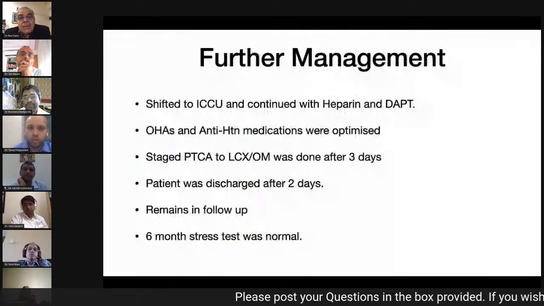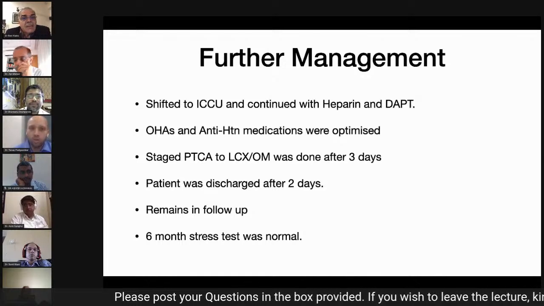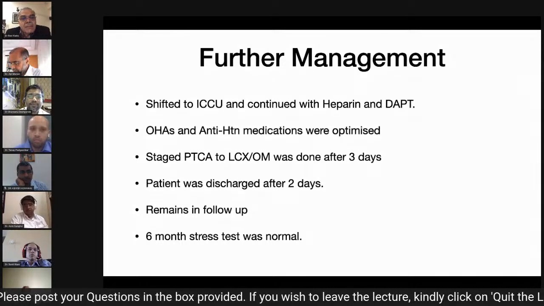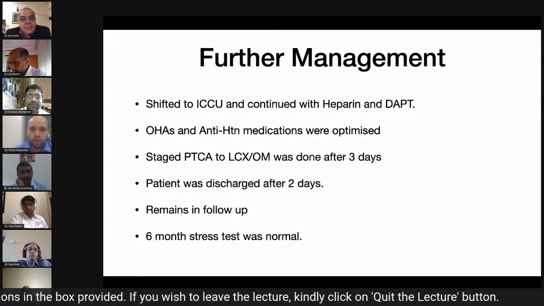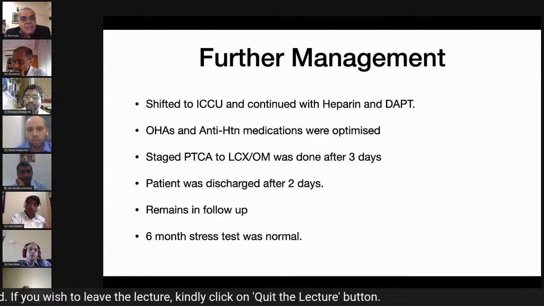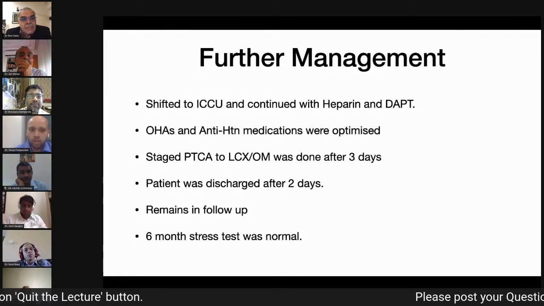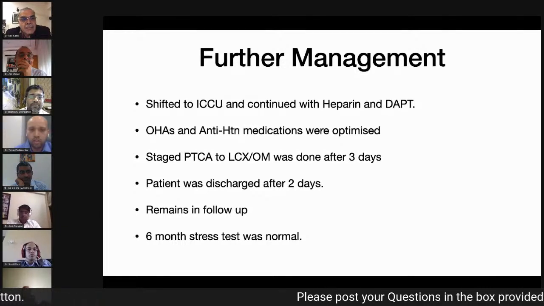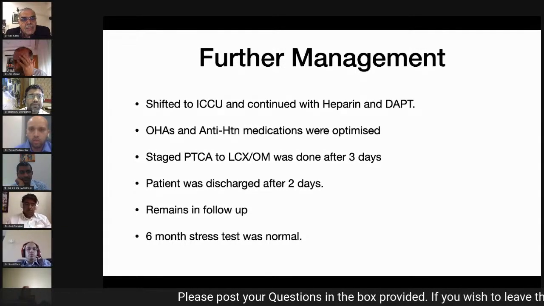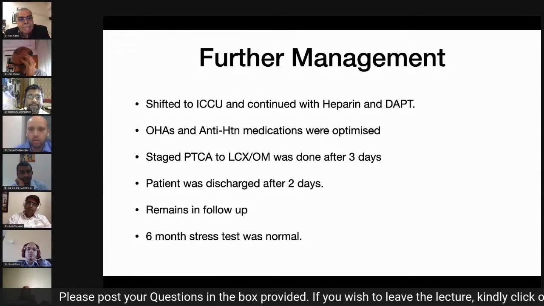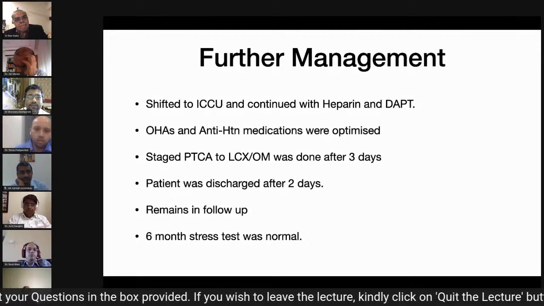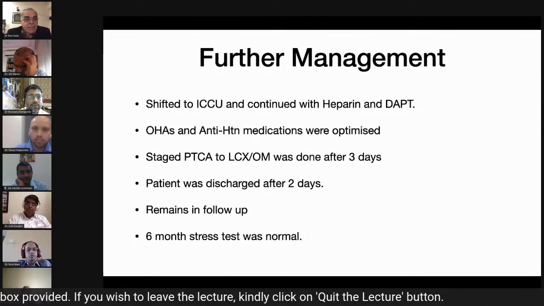The patient was then shifted to the ICCU and continued on heparin and DAPT. Other medications were optimized. His staged PTCA to LCX and OM was done after 3 days. He was discharged after 2 days, remained in follow-up, and we did a stress test for him just a couple of months back. It was absolutely fine. No issues with the stress test.